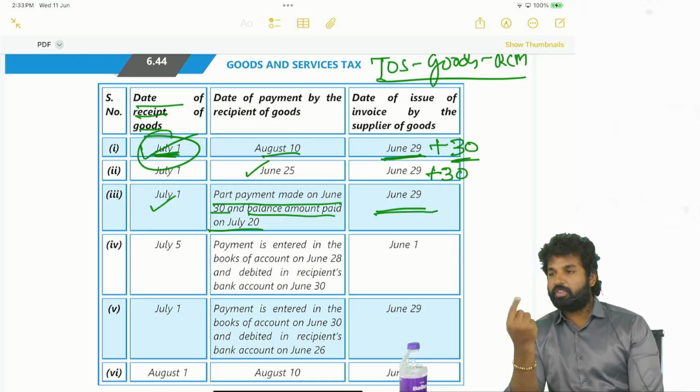What is the provision there? Date of invoice or due date of invoice, whichever is earlier. Date of payment is irrelevant there.